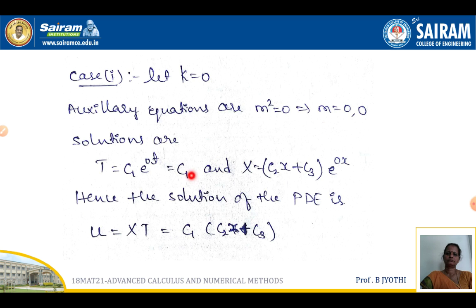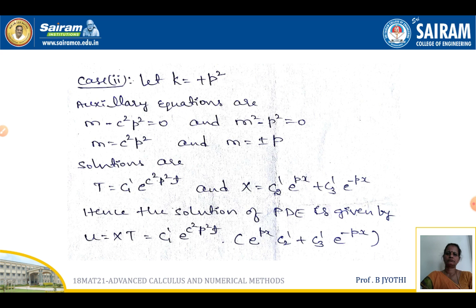The solutions are given by T equals c1 e power 0t, that is giving you c1, and X equals c2 x plus c3 e power 0x. Hence the solution of the PDE is given by u equals XT, and that is given by c1 into (c2 x plus c3). Case 2, let k equal plus p square.